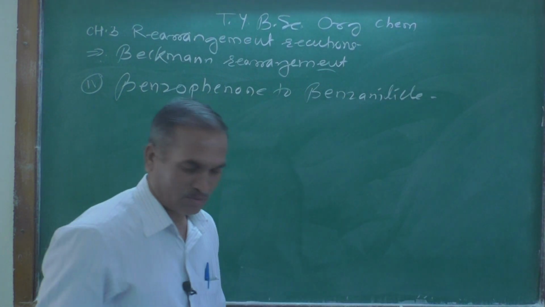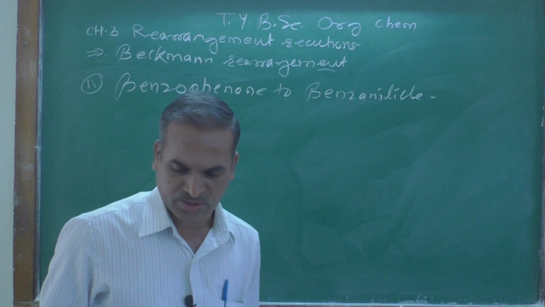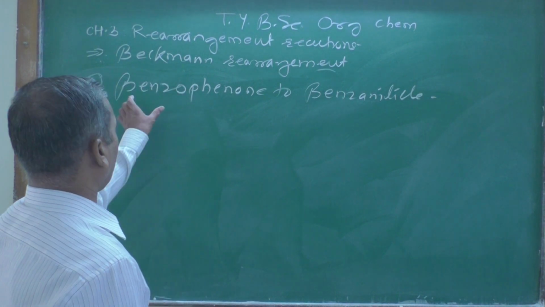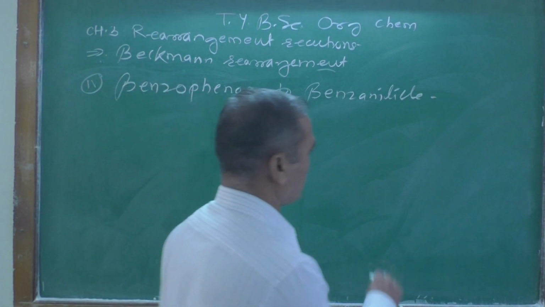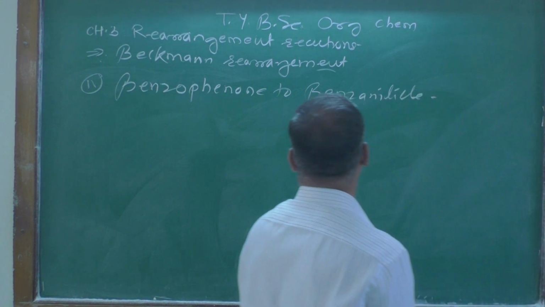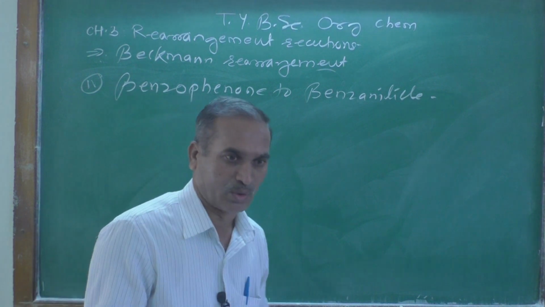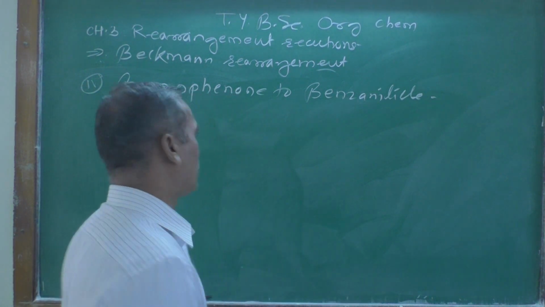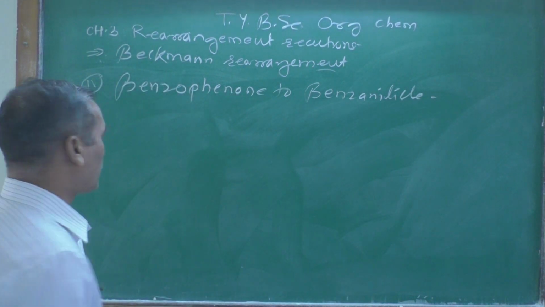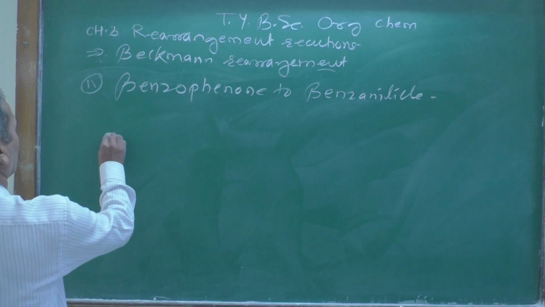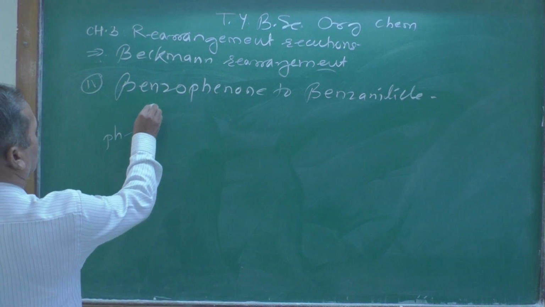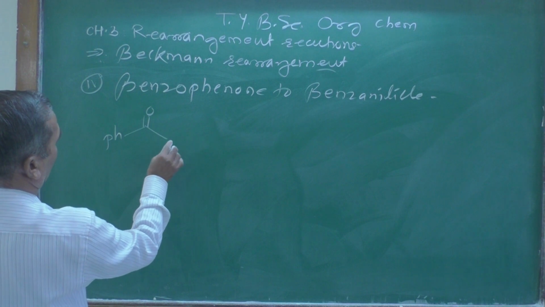First of all, do you know the structure of benzophenone? Acetophenone, everybody knows the structure of acetophenone. And benzophenone means it is an aromatic ketone. On both sides there is a phenyl group. That type of structure is known as benzophenone. Ph, in short, I am writing for the phenyl group.